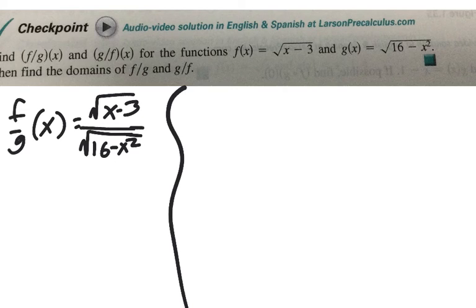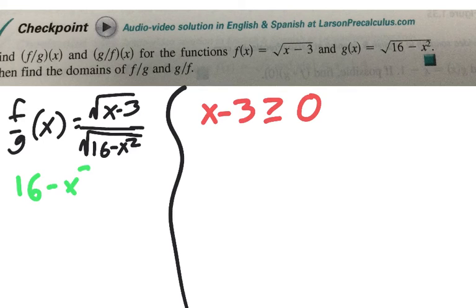So my domain problems. I cannot take the square root of a negative. So how can I make sure I don't take the square root of a negative? What's underneath there must be non-negative, so greater than or equal to 0. And I have another radical. I have 16 minus x squared must be bigger than or equal to 0. Because I have two radicals, I have two problems that I could encounter. So when I solve this one, this tells me x is all things bigger than or equal to 3.